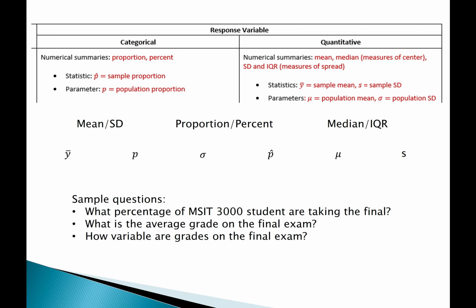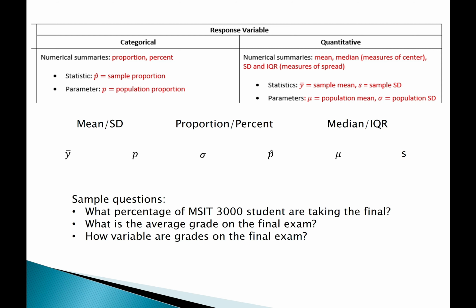If you have quantitative data, that's where you're going to describe it with measures of center and measures of spread. So it could be mean, median, standard deviation, and IQR. In these sample questions, what is the average grade on the final exam? That's a question about center. How variable are the grades on the final exam? That's a question about spread. And then you see the symbols that I use. Y bar represents the sample mean, and s represents the sample standard deviation. Those are statistics. Mu represents the population mean, and lowercase sigma represents the population standard deviation.